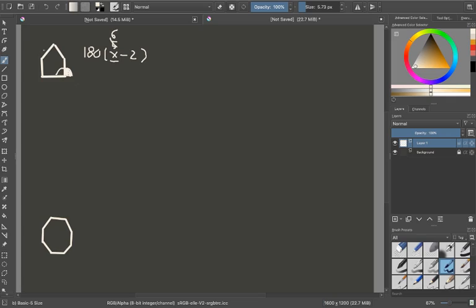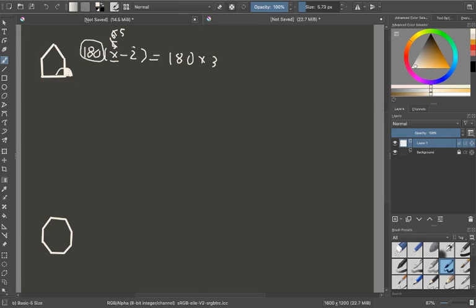Since we're using a pentagon as an example, its number of sides is 5. So it's going to be 180(5 - 2), which equals 180 times 3.